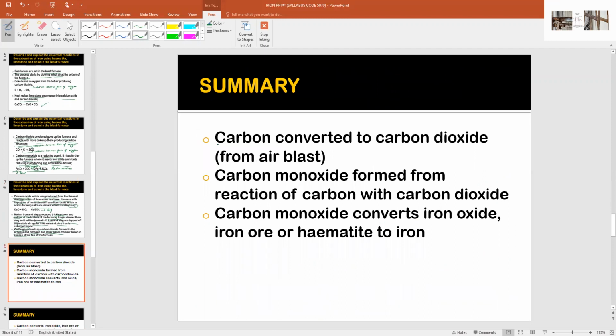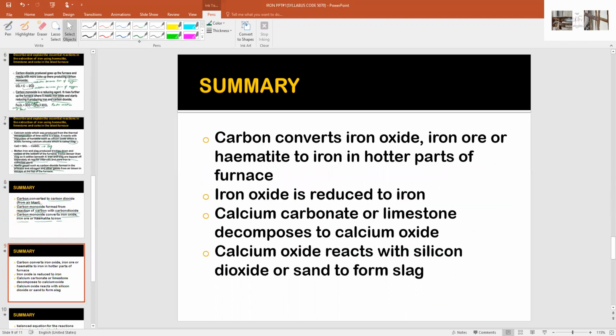In summary, carbon is converted to carbon dioxide from air blast, and carbon monoxide is formed from the reaction of carbon with carbon dioxide. Carbon monoxide converts iron oxide, iron ore, or hematite to iron. Carbon converts iron oxide to iron in hotter parts of the furnace. Iron oxide is reduced to iron.